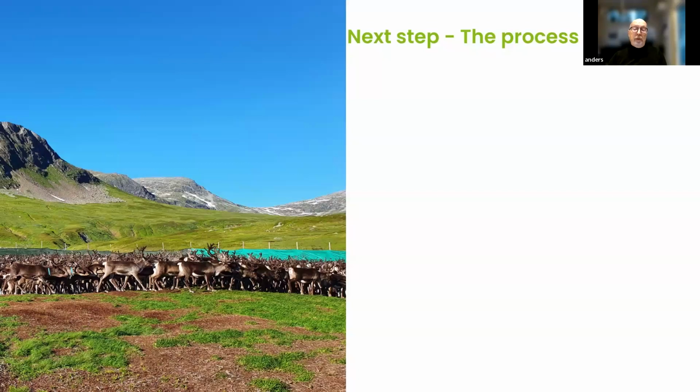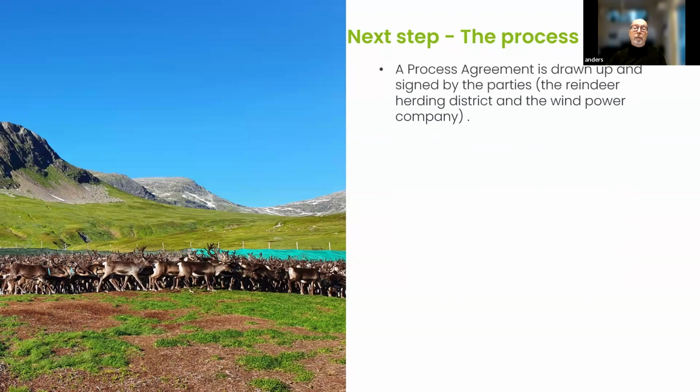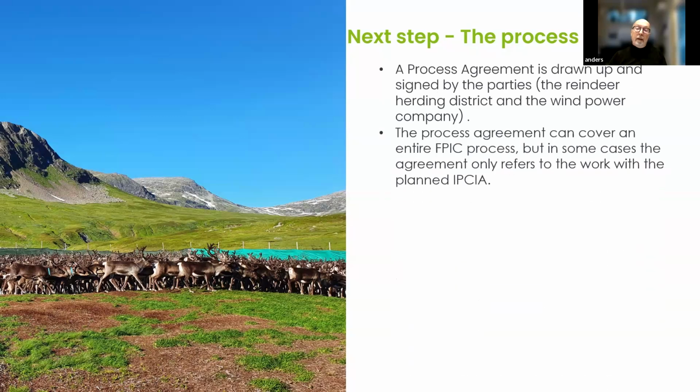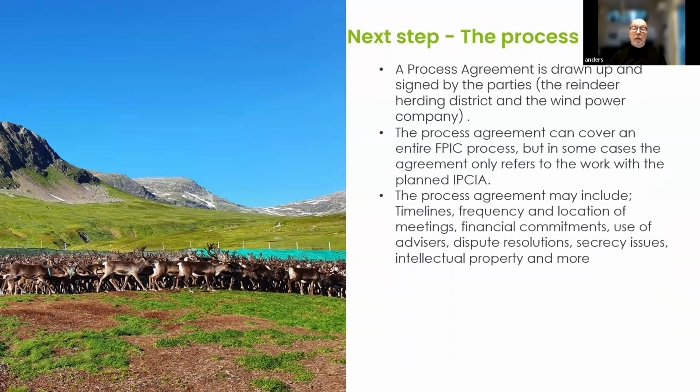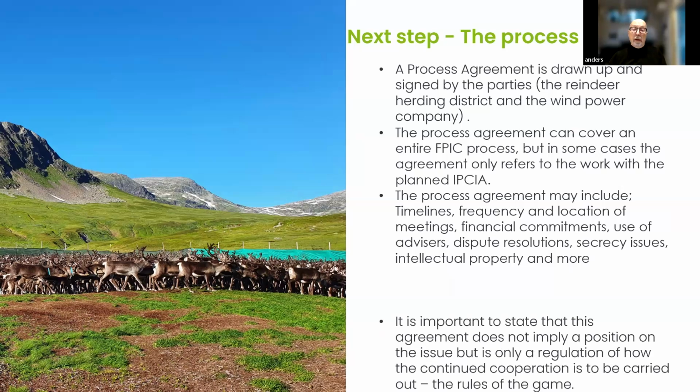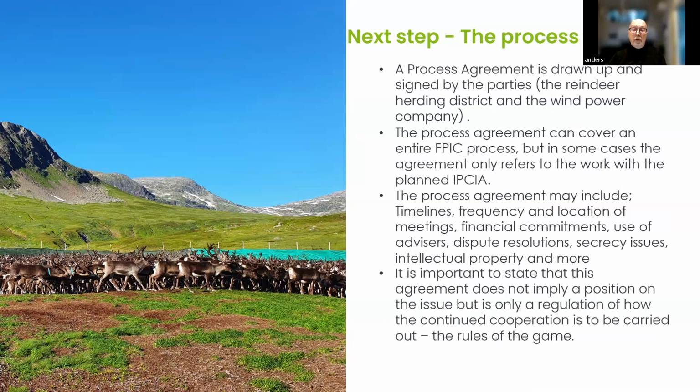The next step in the IPCIA process is to make the process agreement. The process agreement is drawn up and signed by the parties, the reindeer herding district and the wind power company. The process agreement can cover an entire FPIC process, but in some cases, the agreement only refers to the work with the planned IPCIA, which was the case here. The process agreement may include timelines, frequency and location of meetings, financial commitments, use of advisors, dispute resolutions, secrecy issues, intellectual property, and more. And it is important to state that this agreement does not imply a position on the main issue, but is only a regulation on how the continued cooperation is to be carried out, the rules of the game.